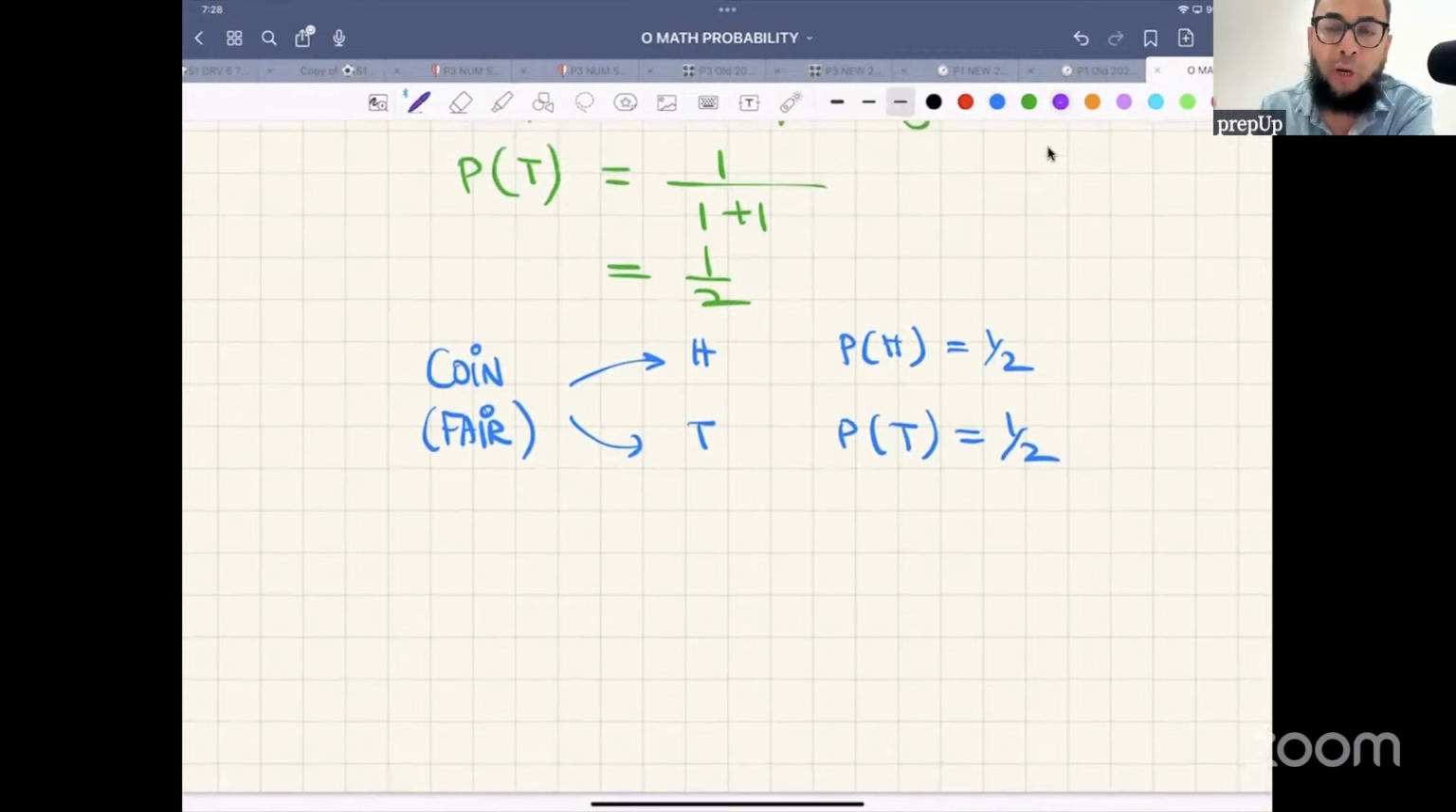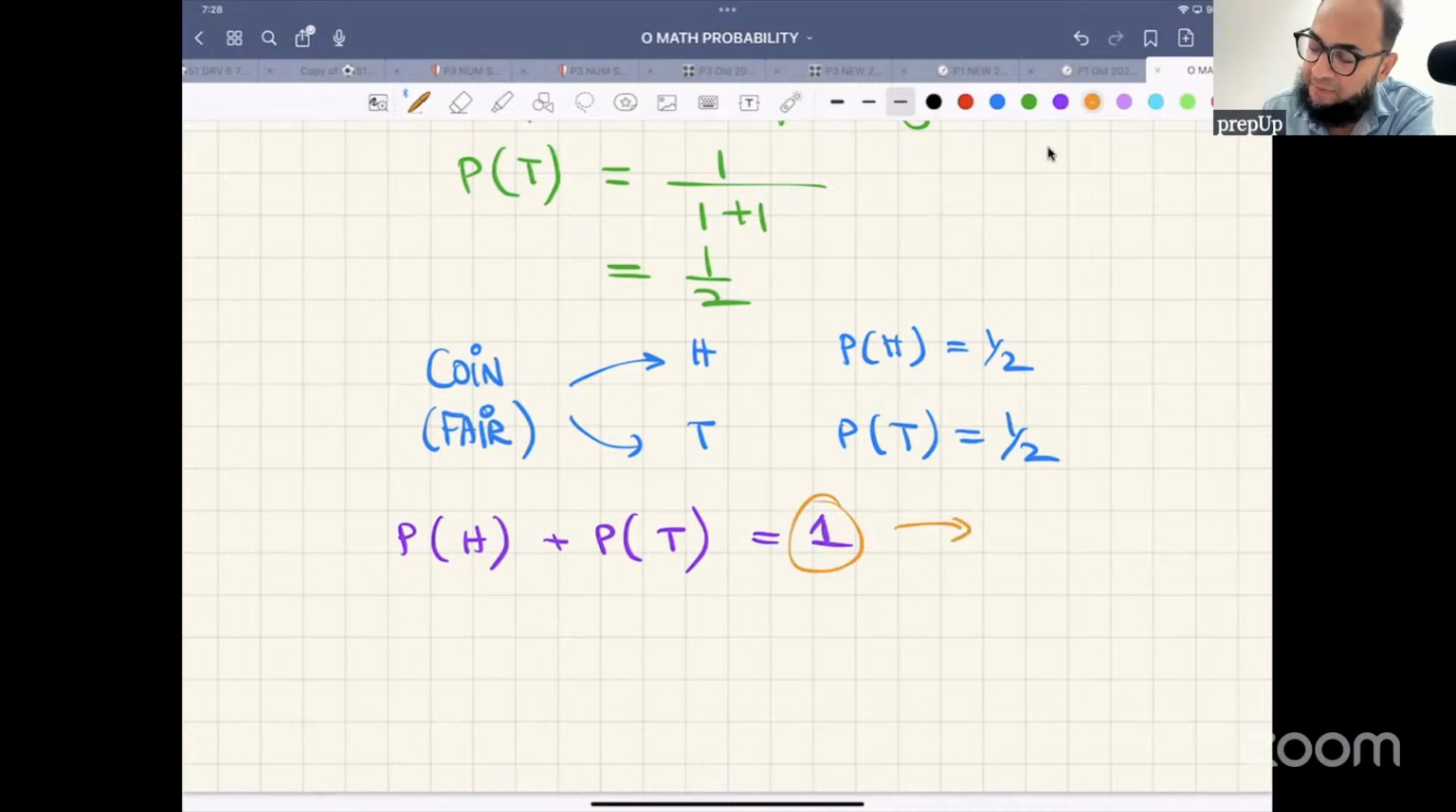Now, there are no other sides. There are only two sides. That means probability of head plus probability of tail should add up to 1. Whenever something adds up to 1, it means all possibilities, all probabilities are considered. And that is the maximum that you can go.